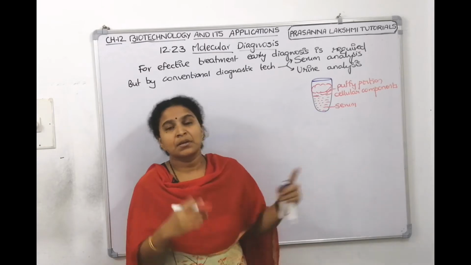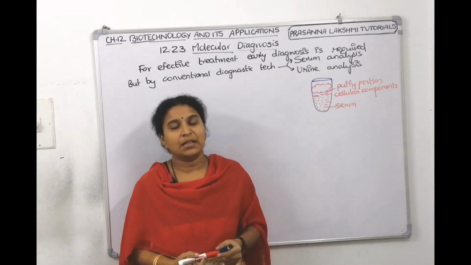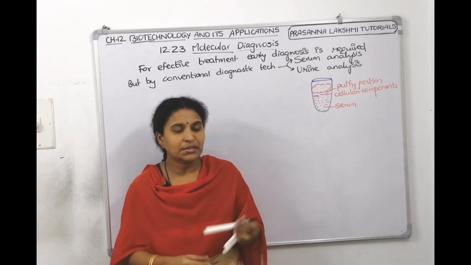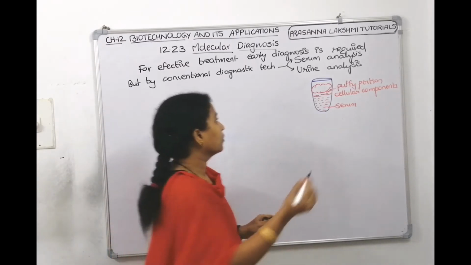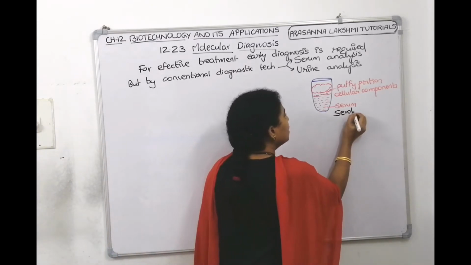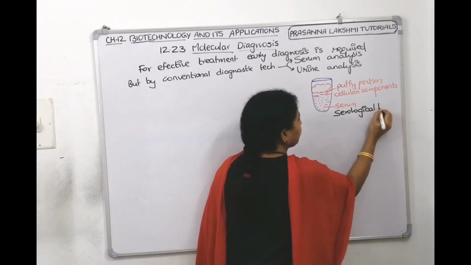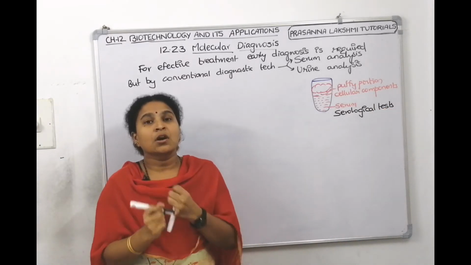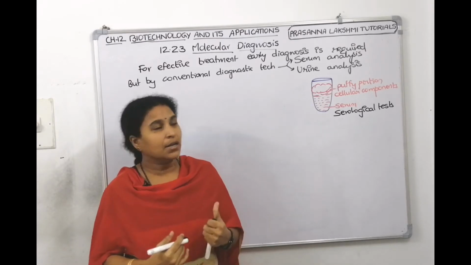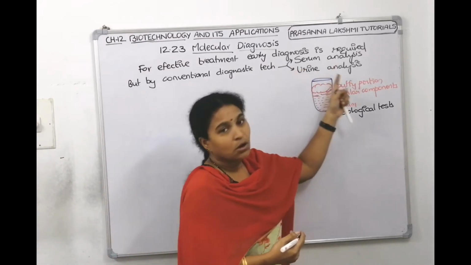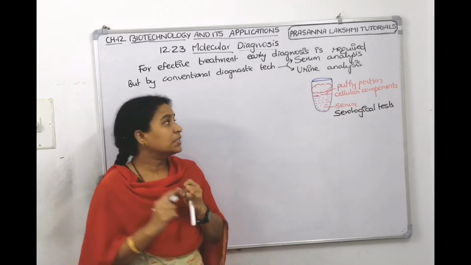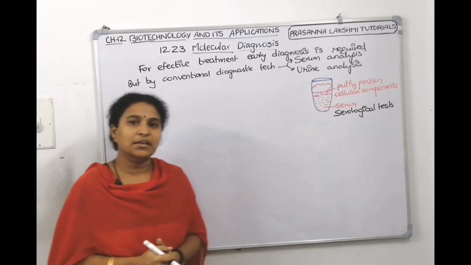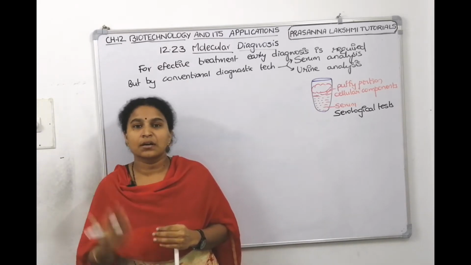Now, in this serum, pathogens and all the elements will be there. When we take the serum and do any analysis, that is called serum analysis, or we can call it a serological test. If you want to test the concentration of either a pathogen or any biomolecule in the body, we have to go with serum analysis or urine analysis. That comes under conventional diagnostic techniques. These were the techniques which were earlier used.